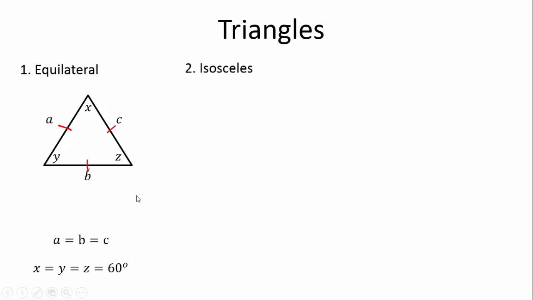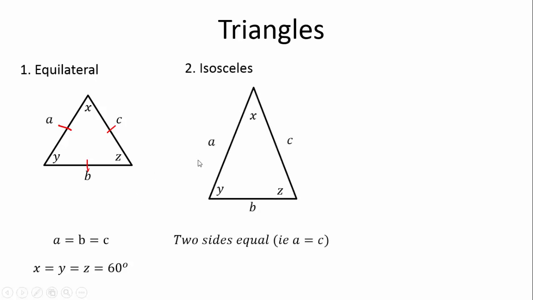degrees. We then have an isosceles triangle. This is A, B, and C, the lengths, where two of the sides are equal. For example, A and C might be equal. This also has two equal angles. In this case, it would be Y and Z.